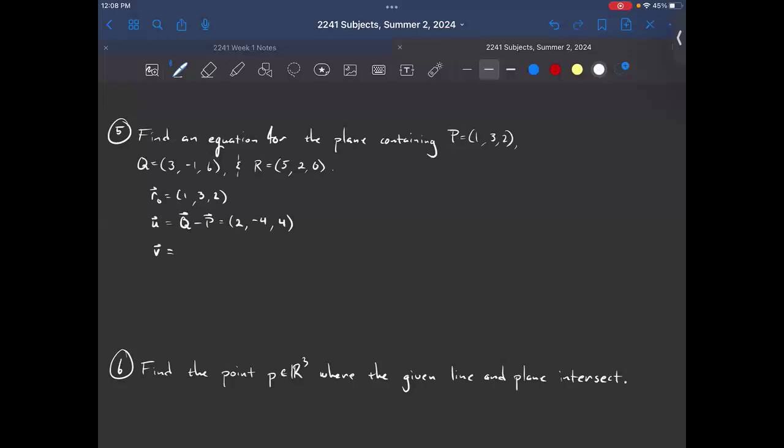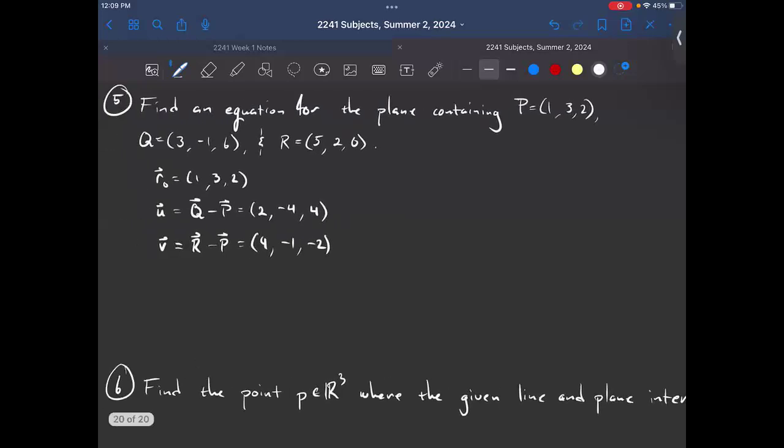And we need another vector V. Let's use R for that one. R minus P. We don't have to use P. We could have also used Q. So 5 minus 1 is 4. 2 minus 3 is -1. And 0 minus 2 is -2. So that will give us our 2 vectors that we need to find the normal vector now.